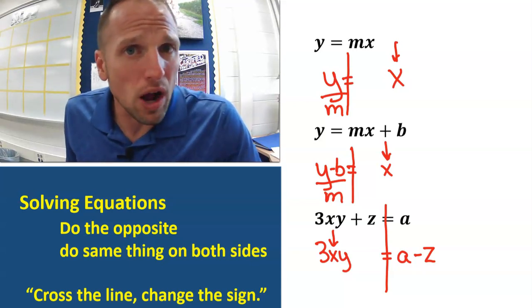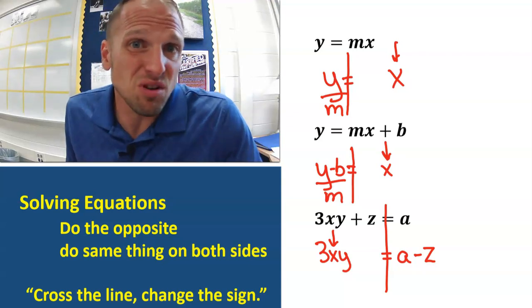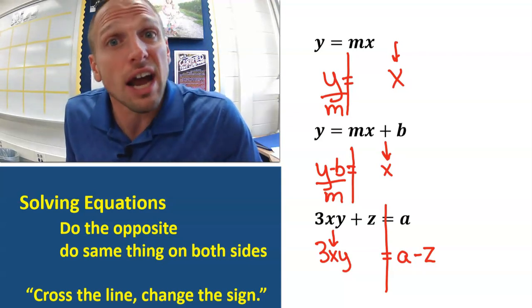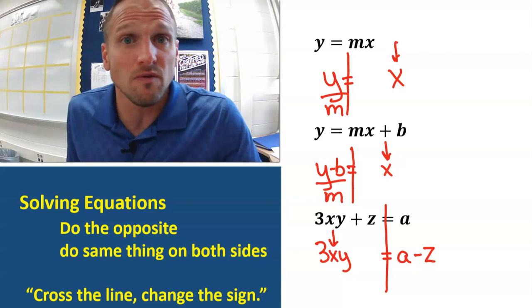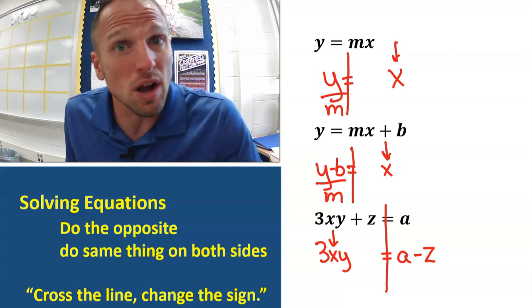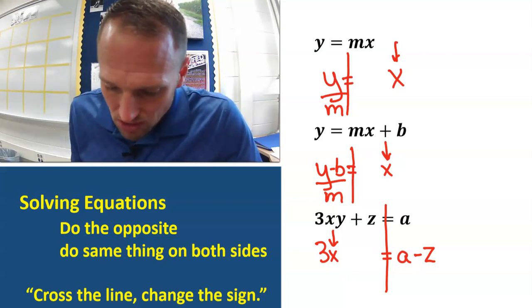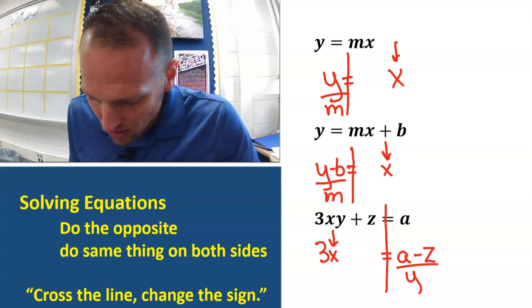Let's get rid of that y first. Okay, let's get rid of the y while we're at it. So that's x times y. So what's the opposite of times y? Well, divide by y. So just divide this to the other side.